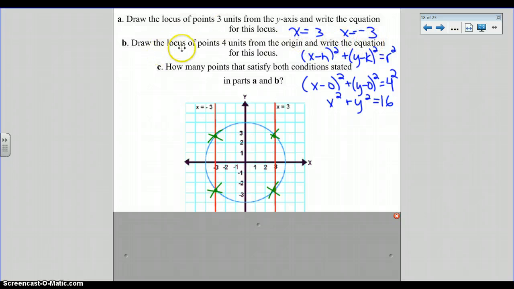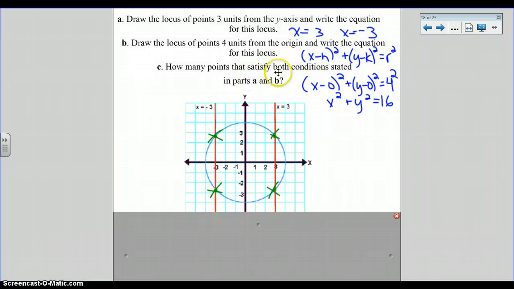Part B asks us to draw the locus of points 4 units from the origin and write the equation for this locus. So the origin is here, 4 units from a point is a circle. So we count up 4 for the radius and we use our compass to draw our circle. We know that a circle has to be in the format (x minus h) squared plus (y minus k) squared equals r squared. The center is (0, 0). The radius is 4 units, so here we have our solution for part B.